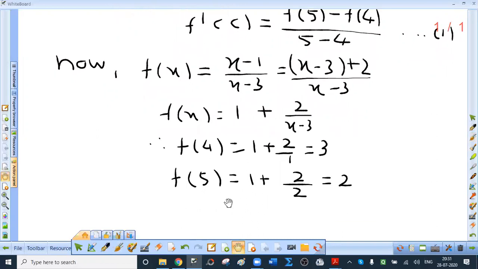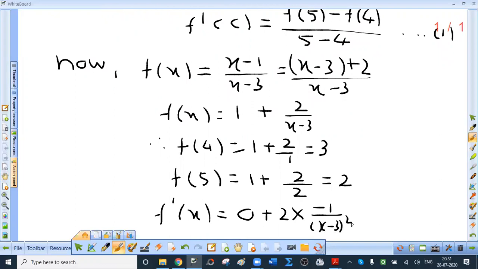And the most importantly, what is f dash of x? See how f dash of x can be obtained easily. Derivative of 1 is 0. 2 into, what is derivative of 1 upon x minus 3? It is minus 1 upon x minus 3 bracket square. So if you simplify this, you get minus 2 upon x minus 3 bracket square. Is that clear? Now substitute.